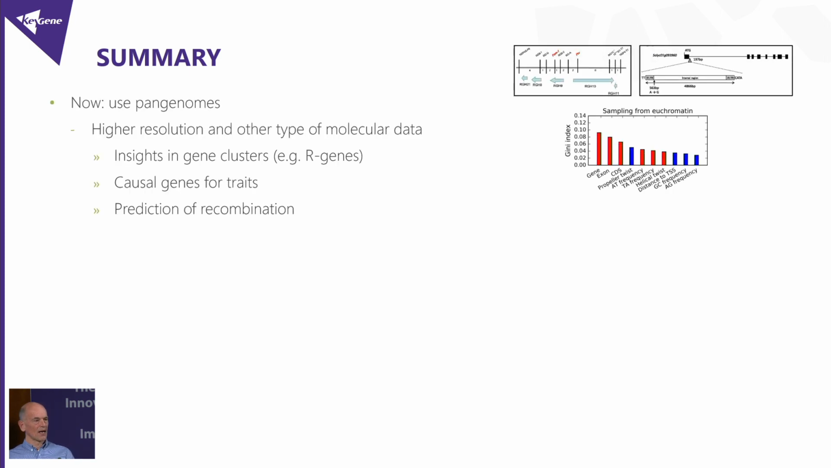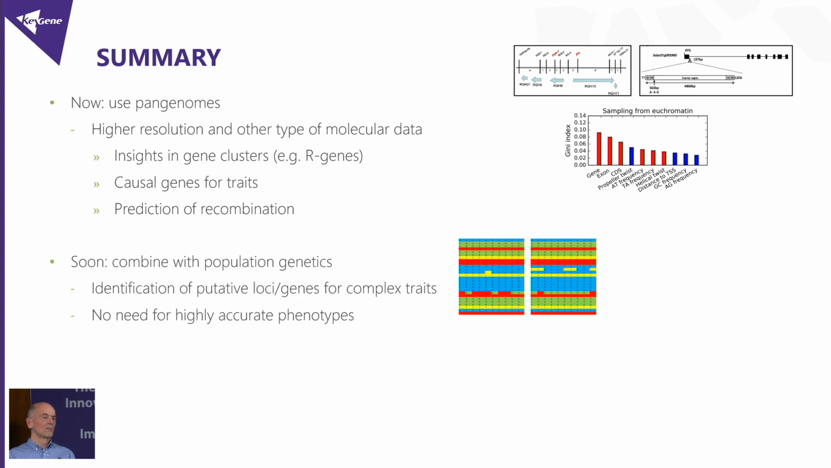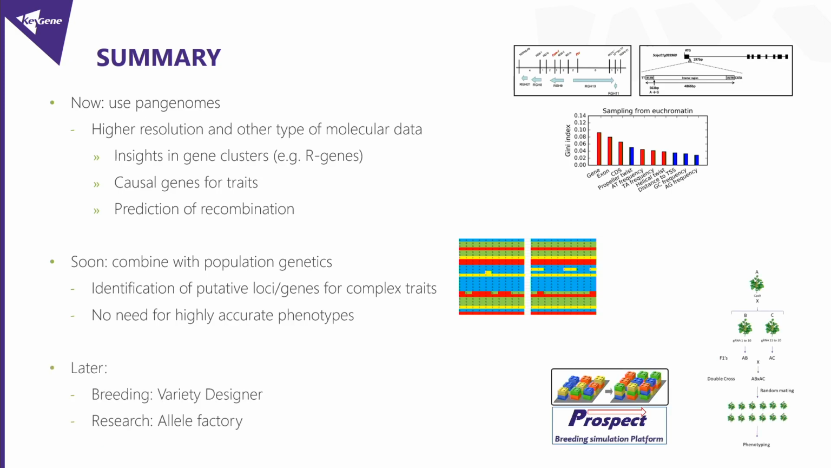So in summary, I think pangenomes will give me a higher resolution and another type of data, which will increase the insight in gene clusters, will facilitate gene cloning for complex traits and prediction of recombination. Pretty soon, I guess, that will be combined with population genetics to identify the loci for more complex traits. And as a last step, I think once we have that, then we'll move on to the use of variety designer on a larger number of loci and start making actual allele factories. And with that, I'd like to thank you.